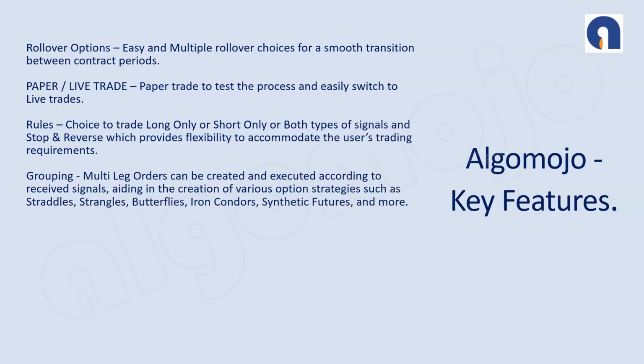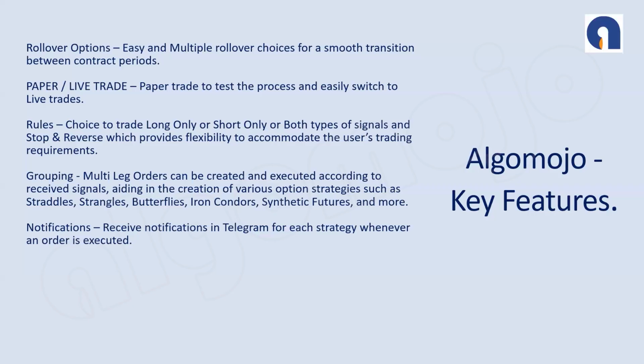Now, if you're an options trader, and you have multiple legs to be executed, you have the flexibility to create each of those legs independently, and based on a single signal, you can execute all the legs in one shot. So you have the flexibility to choose or create each of those legs separately and manage them. But all the legs can be executed by grouping together based on one signal from your charting tool.